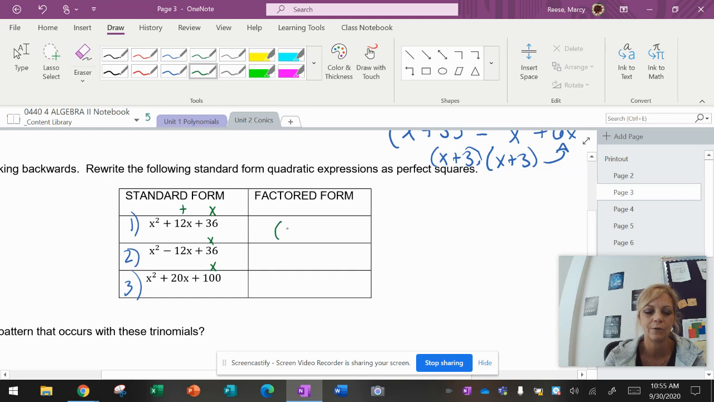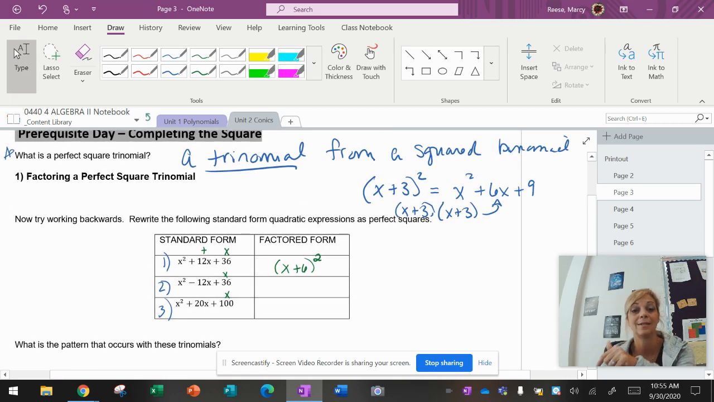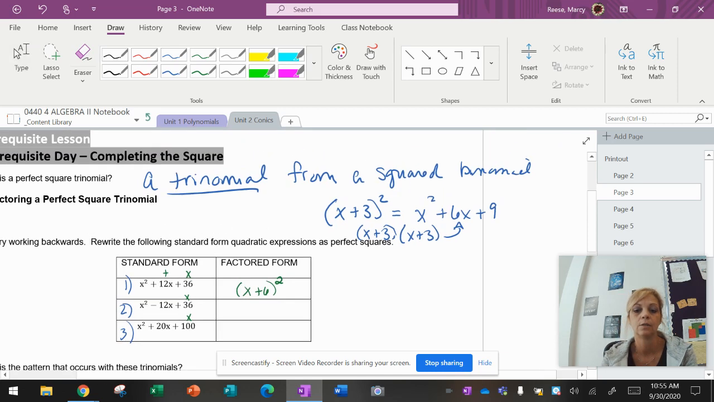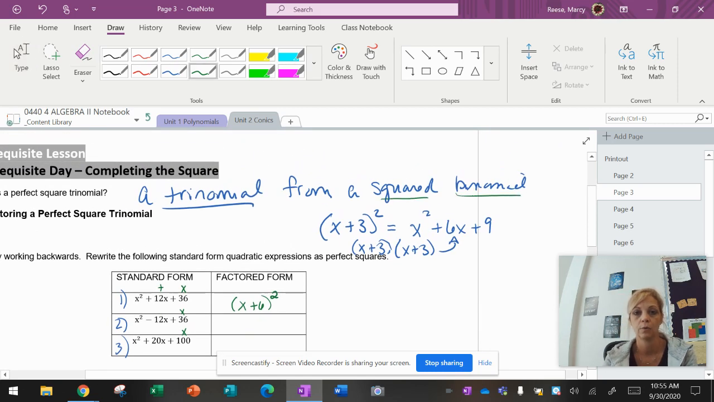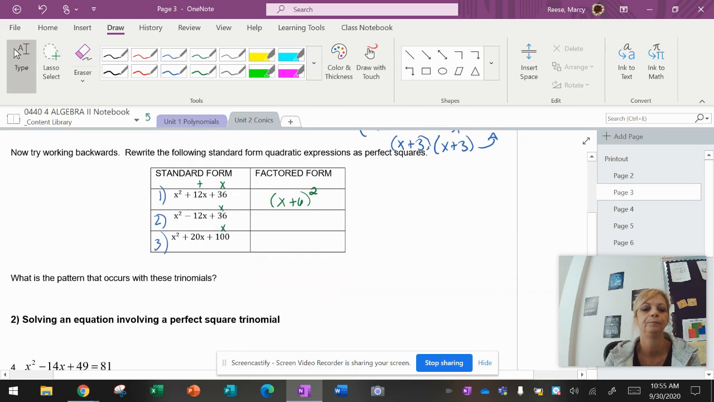So when I go to factor them, I could say x plus 6 times x plus 6, which again, those two numbers, 6 and 6, multiply to be 36, and they add to be 12. I'm not going to write it that way. I'm literally going to erase, if I can find my eraser. I'm going to take x plus 6 and just square it. That's a perfect square trinomial that is now factored, and it is from a squared binomial, a binomial multiplied by itself.